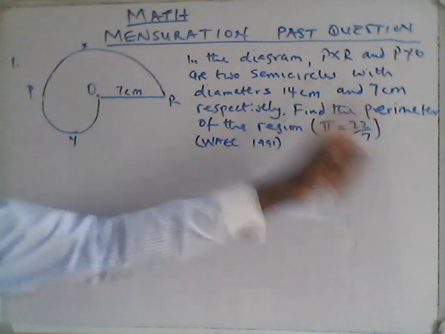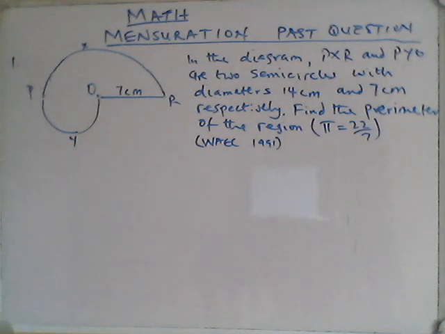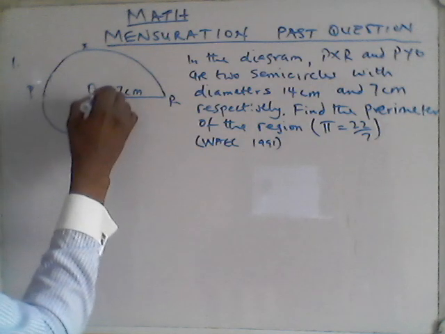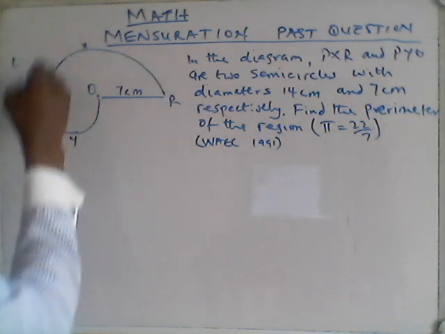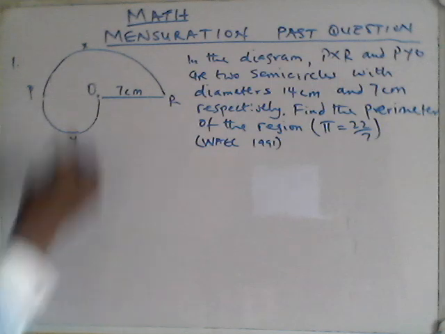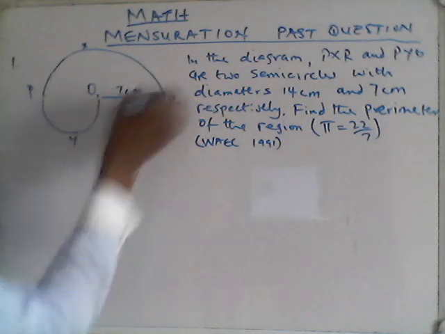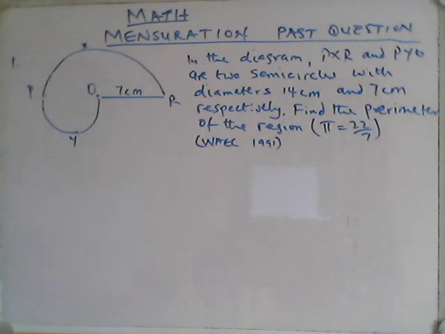So find the perimeter of the region. Now perimeter is defined as the measurement of the exterior of the shape. So I'm going to start from this place, and I'll measure to this point, and to this point. So how do I measure to this point? That's all round. I'll first of all identify 3 distinct shapes.